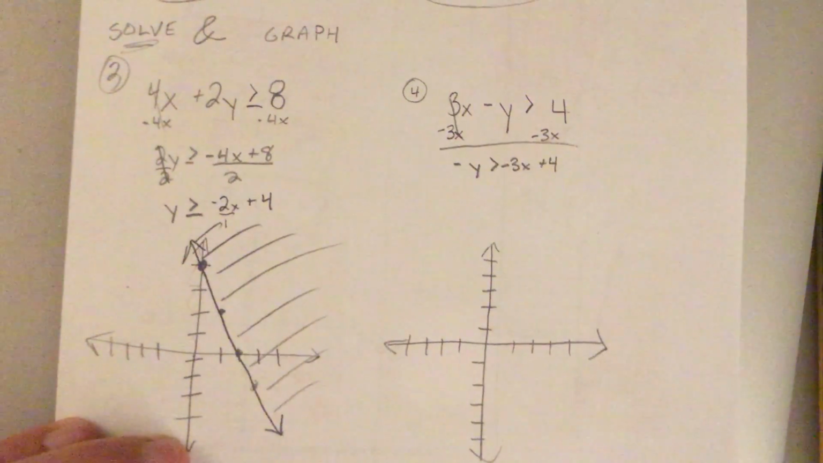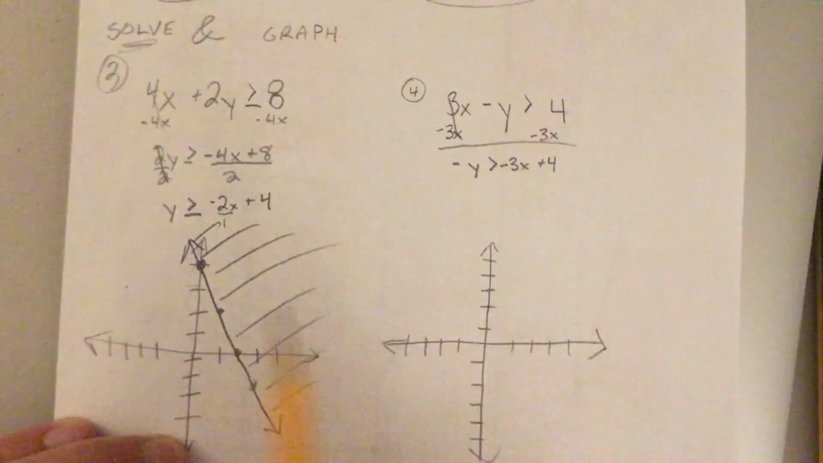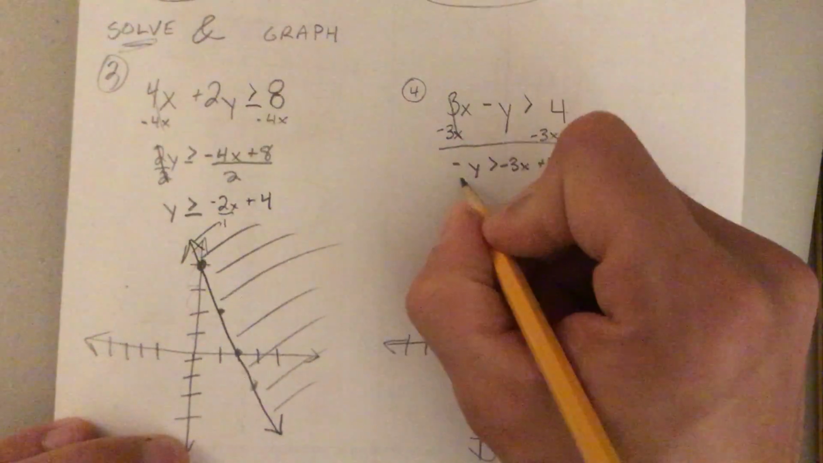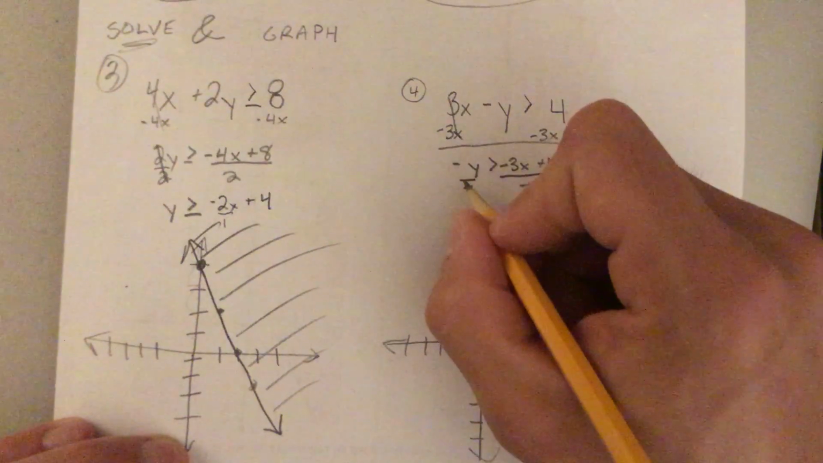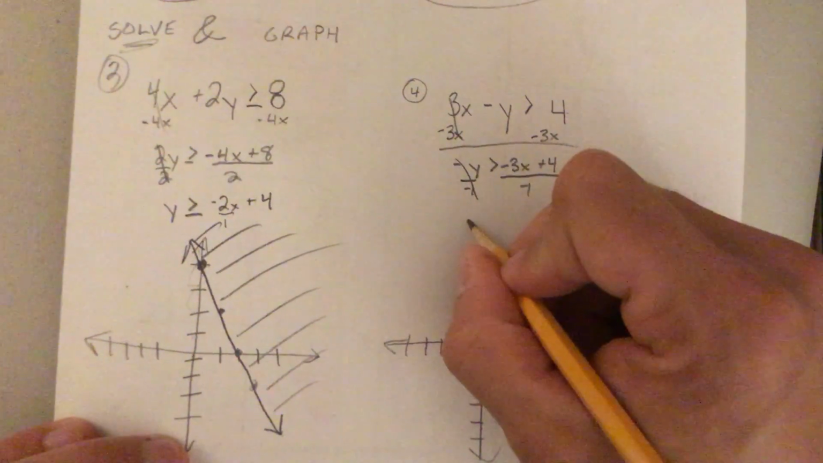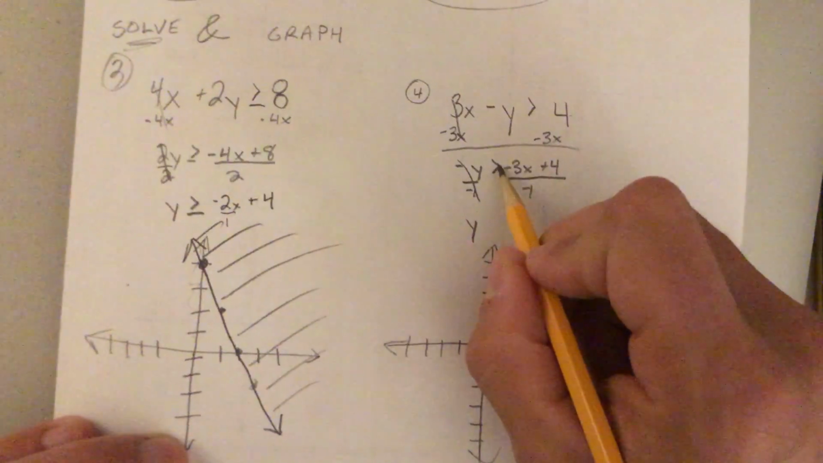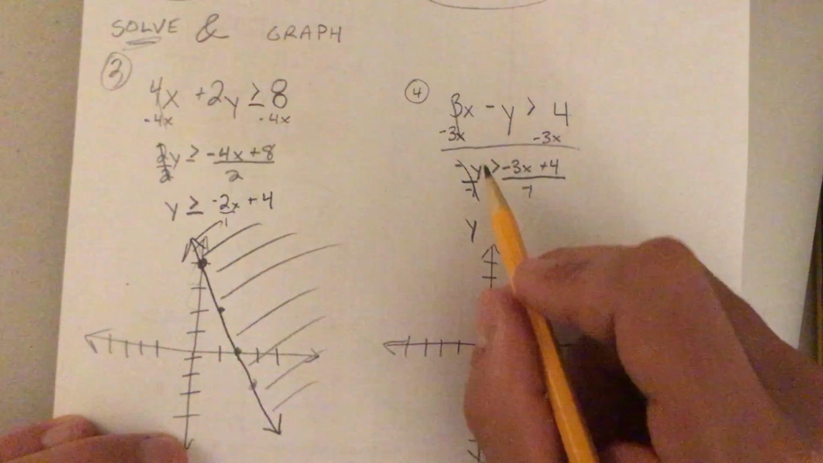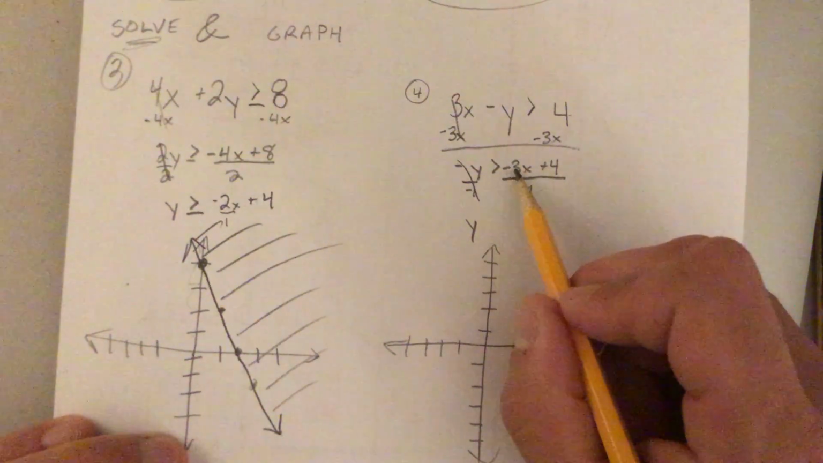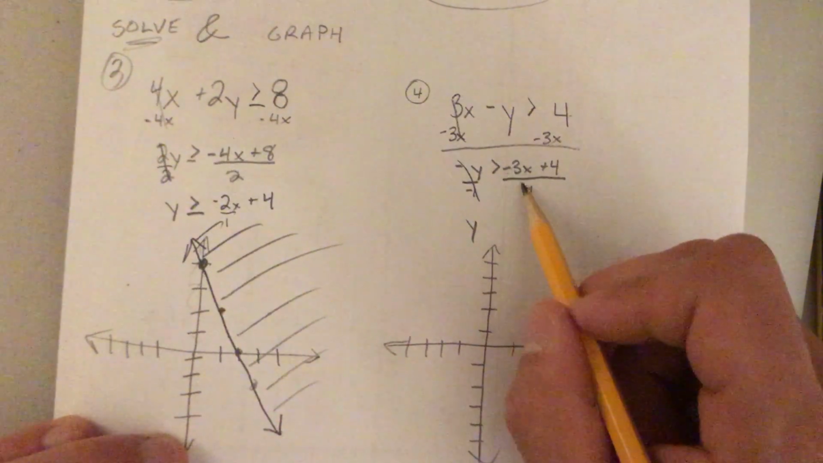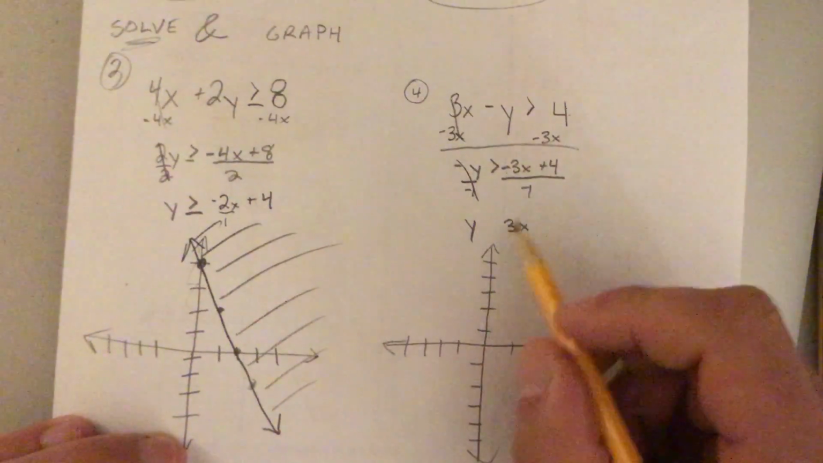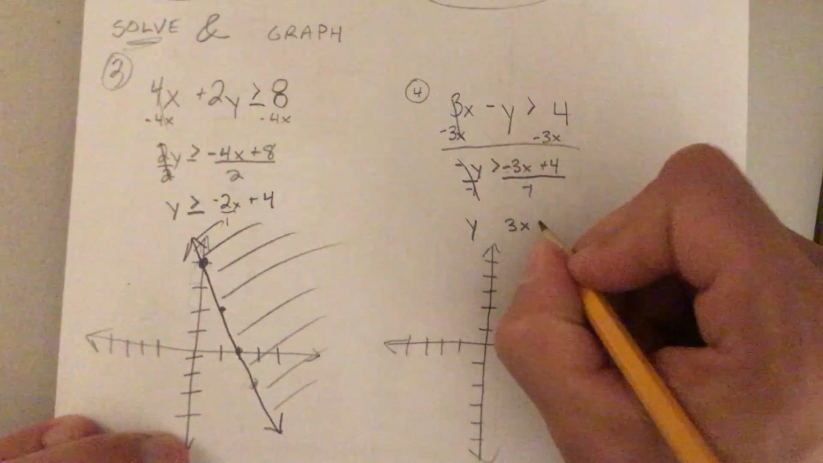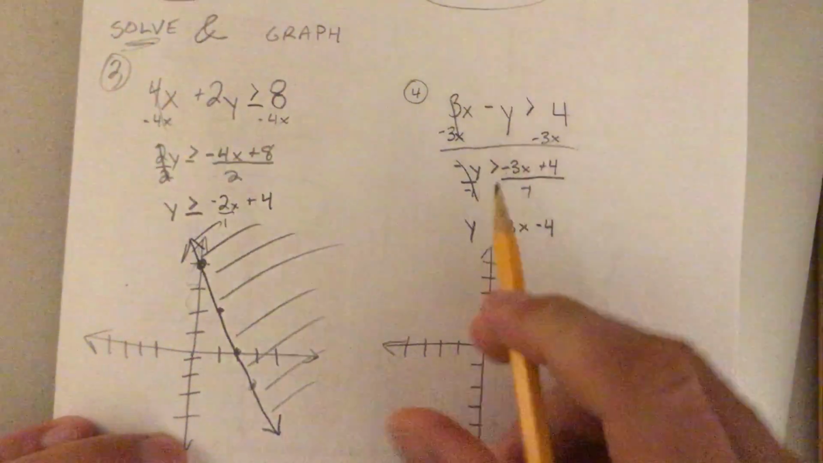This is close, but negative y is not what we wanted to solve for. So to eliminate that negative, we must divide both sides by negative 1. When we do that, the negatives cancel. Negative 3x divided by negative 1, negative 3, negative 1. Well, two negatives make a positive. That's a positive 3x. Positive 4 divided by negative 1, that is negative 4.